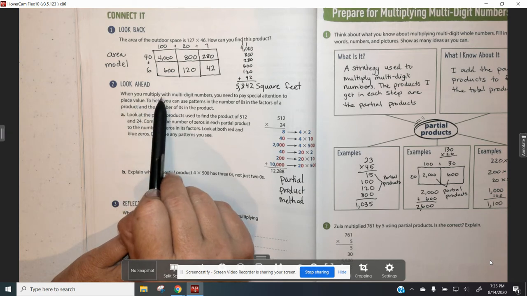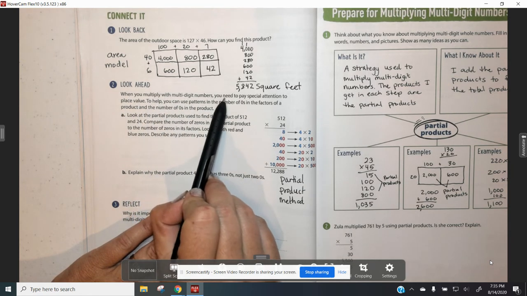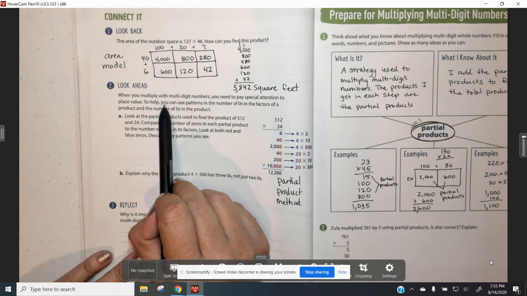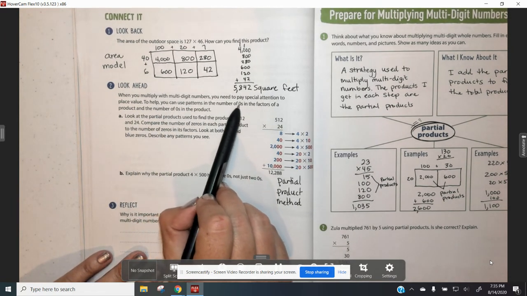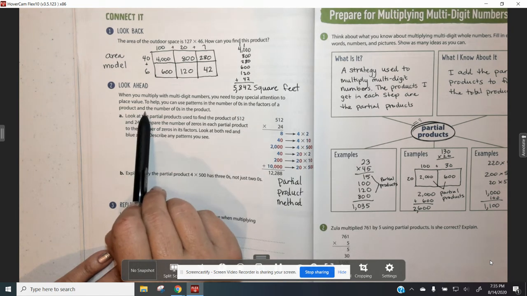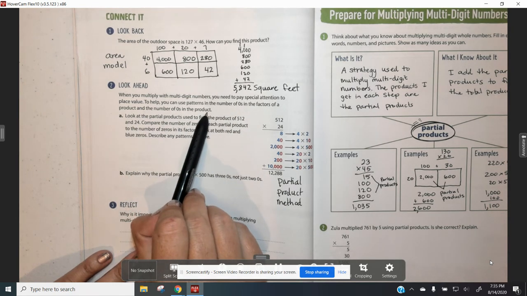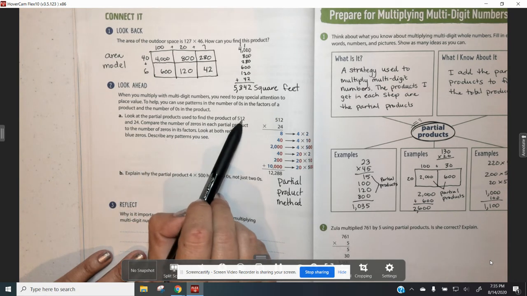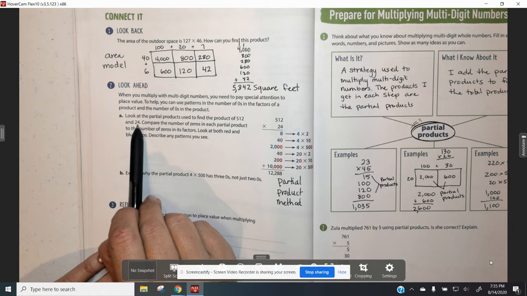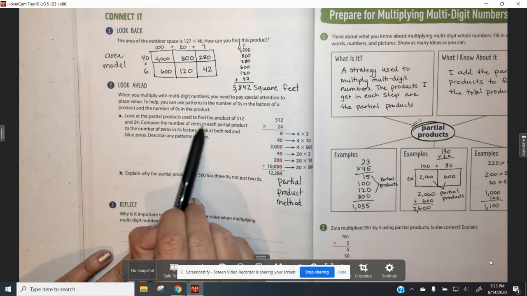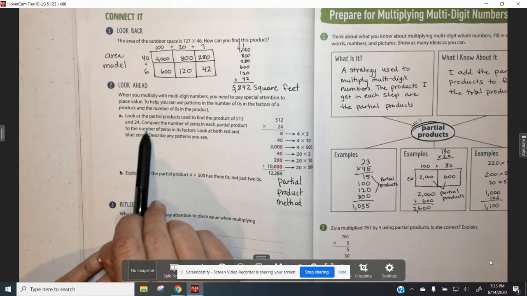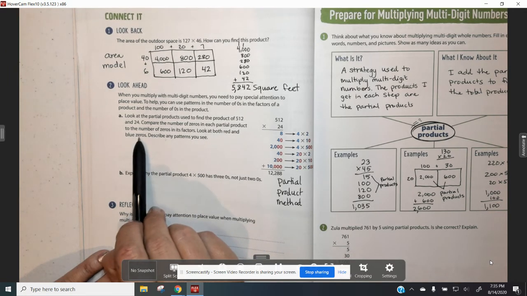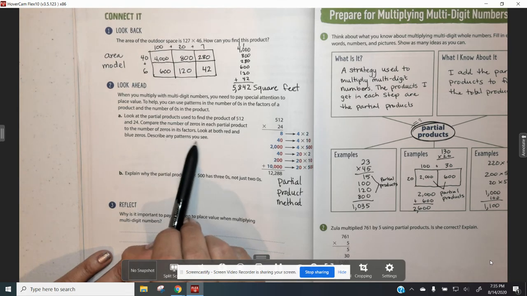It says, when you multiply with multi-digit numbers, you need to pay special attention to place value. To help, you can use patterns in the number of zeros in the factors of a product and the number of zeros in the product. So look at the partial products used to find the product of 512 and 24. Compare the number of zeros in each partial product to the number of zeros in its factors. Look at both red and blue zeros. Describe any patterns you see.